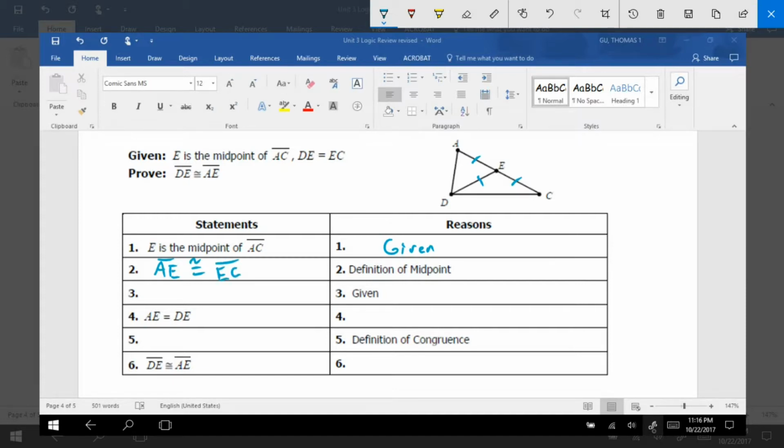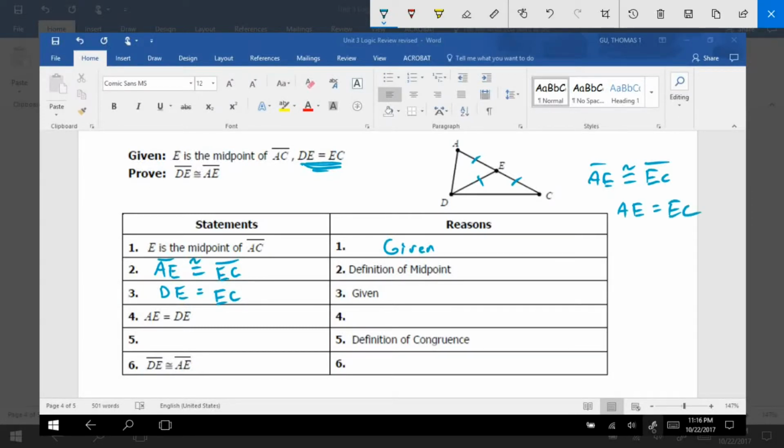That's the definition of midpoint. Next, it's another given. What's the other given? That's DE equals EC. And then next they say that AE equals DE. They're kind of skipping a little bit here, but because AE is congruent to EC, as in step 2, AE is congruent to EC, right? That's the definition of midpoint. Well, technically we know that from the definition of congruence, AE equals EC.